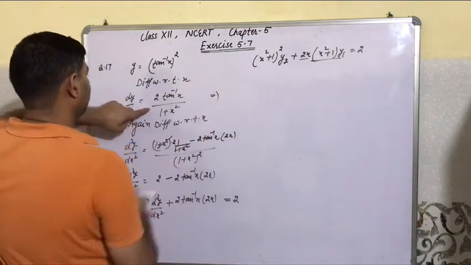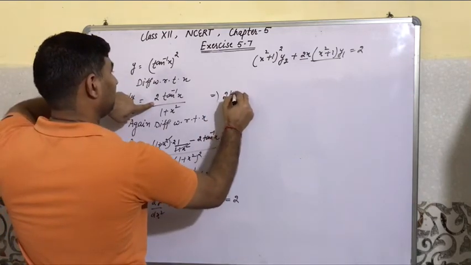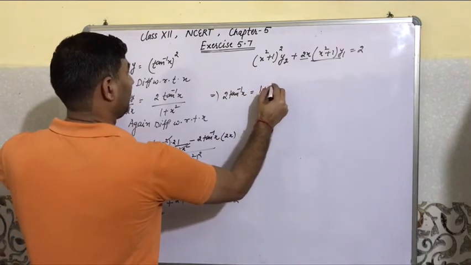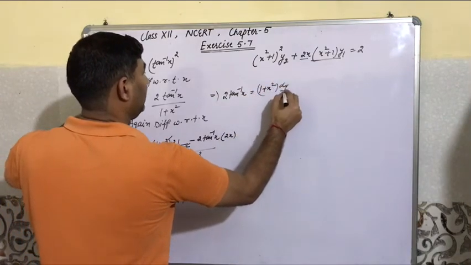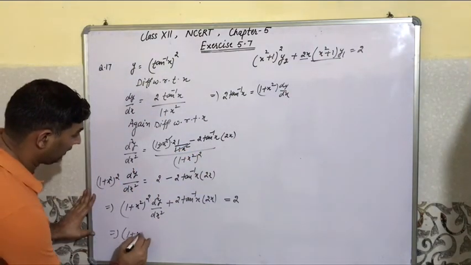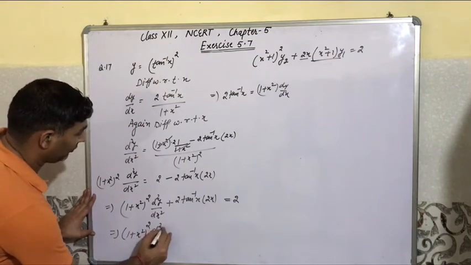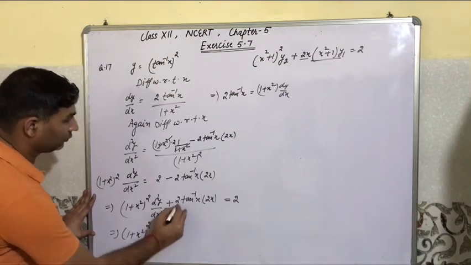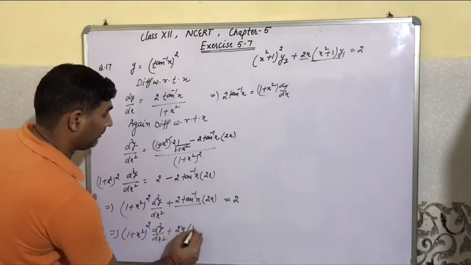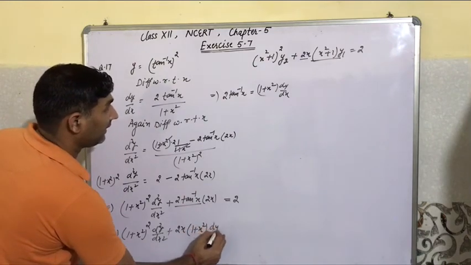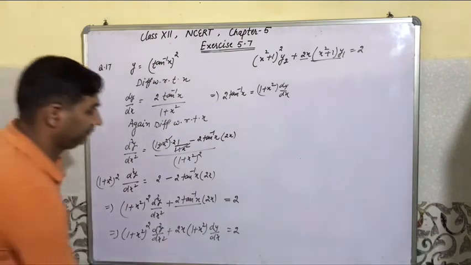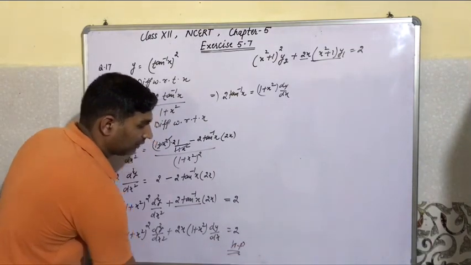Then use this 2 tangent inverse x, this is equal to 1 plus x square into dy by dx. Then put the value of this, then 1 plus x square and their square, d square y upon dx square plus 2 tangent inverse x की वैल्यू हुई हमारे पास this 2x into 1 plus x square into dy by dx is equal to 2. Hence proved. Then complete your exercise.